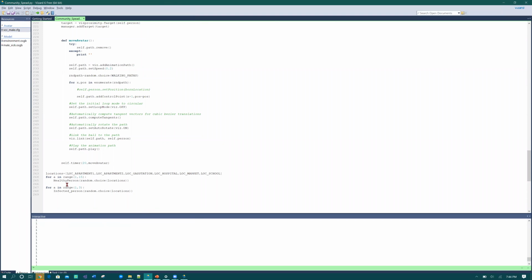This follow-up is where I create each avatar, and right here I have 1 to 15, and they move randomly from location to location: from the first apartment to the second apartment. We have the second apartment, the gas station, the hospital, the market, the school. They move randomly.